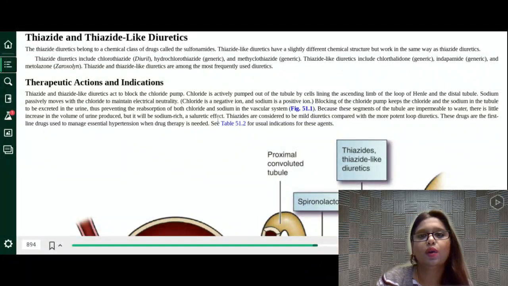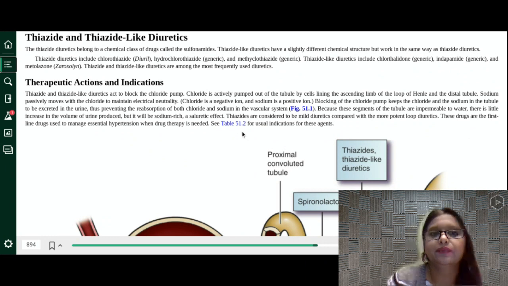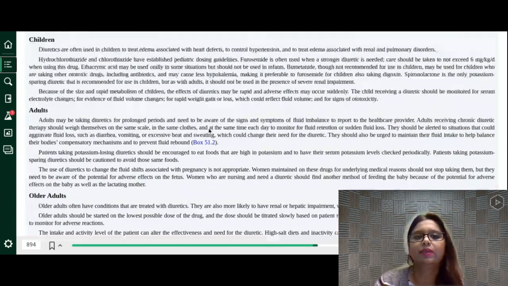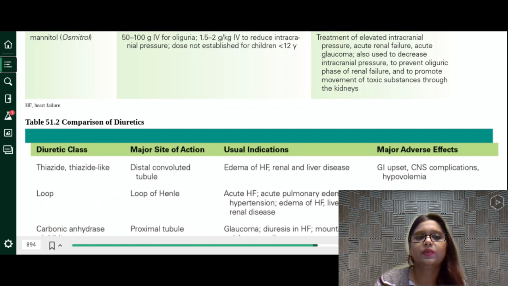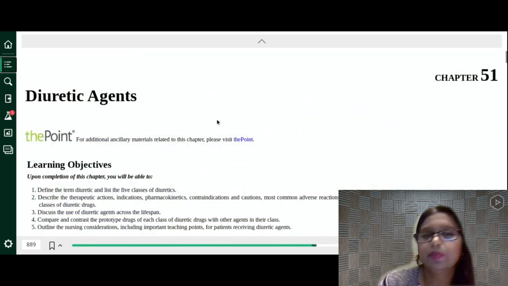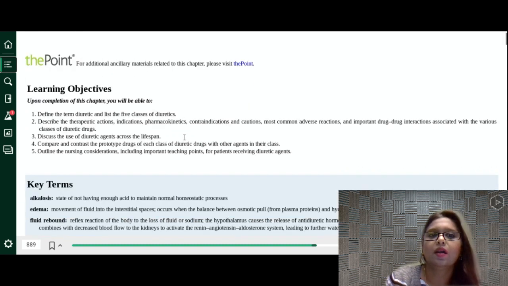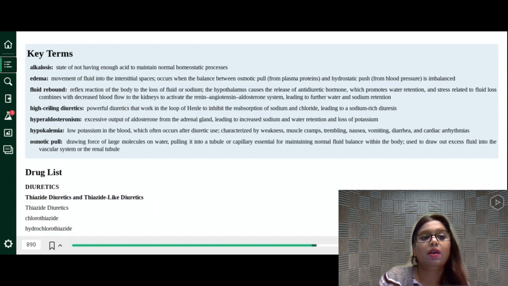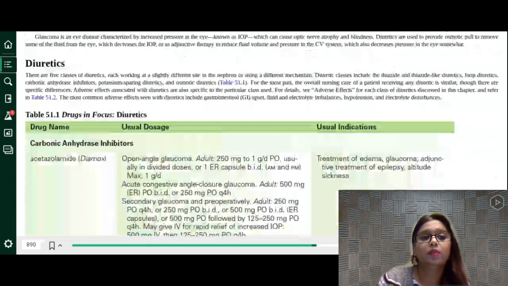So I'm going to go back to the book just to give you those tables. All right, here we go. This is our next chapter, which is basically on diuretics. I'm on chapter number 51 in your Karch book. We are going to look at the most important points from the book.